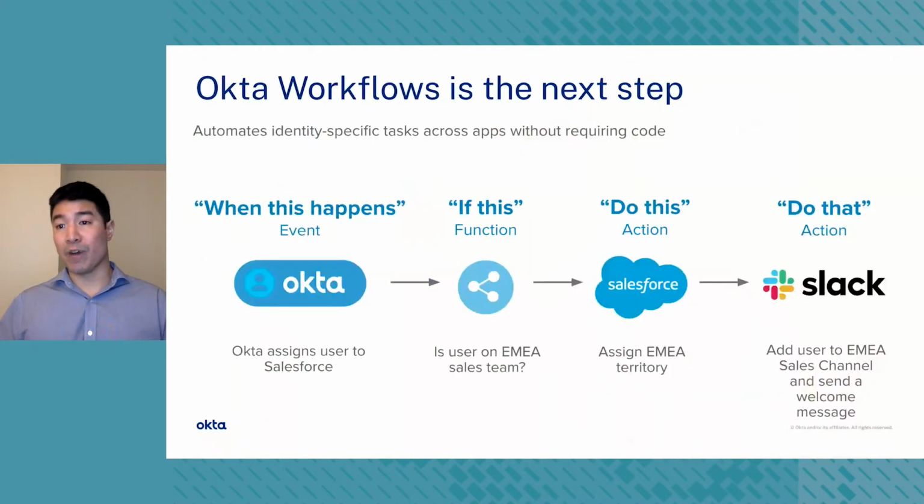So with workflows, we want to provide an alternative. Workflows gives you a systematized way to do this, using components like events, which are triggers, functions, which are logic, and then actions, which are the actual things in the app that you want to do. So workflows provides this construct. In this example, you can have a trigger such as a user gets assigned to Salesforce within Okta. That kicks off the flow. Then you might want to run some logic that asks, is this user on the EMEA sales team? If so, perform this action in Salesforce, which is assigning an EMEA territory, and then follow that with an action in Slack, which is sending the user a personalized message.